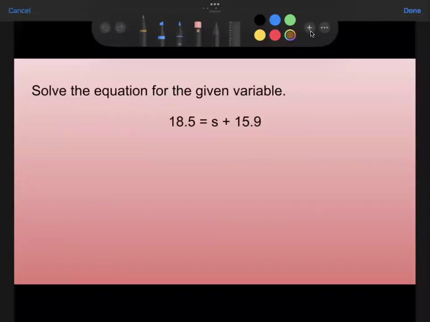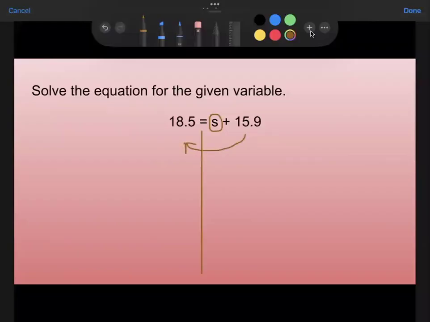Okay, here's our next one. We're going to solve the equation for s, and the equation is 18.5 equals s plus 15.9. So again, there are two sides to this equation, which I'm going to draw a line under the equal sign to show where those two sides are. My objective, again, is to get s by itself, so I know what it's equal to, which means I need to move the 15.9 across the line to the other side of the equation.